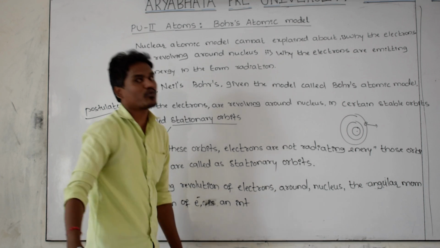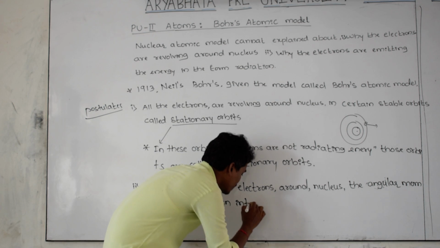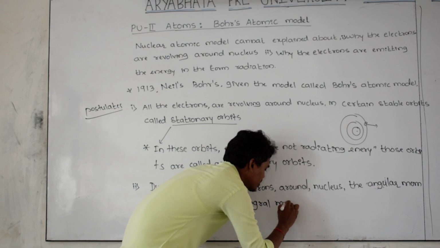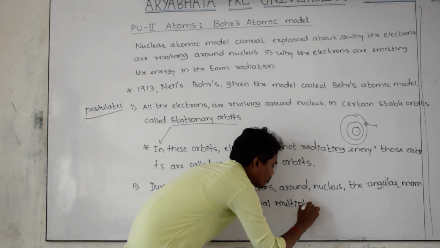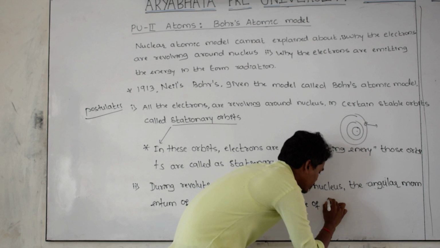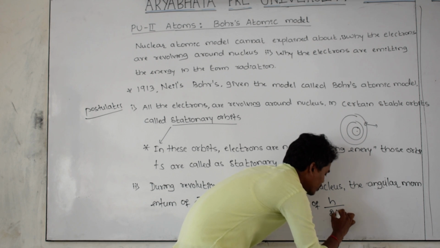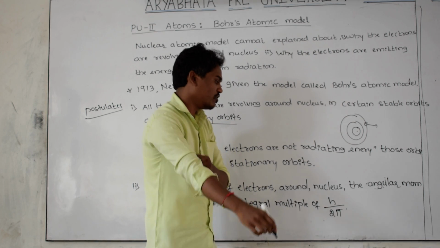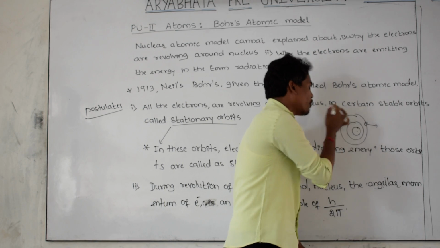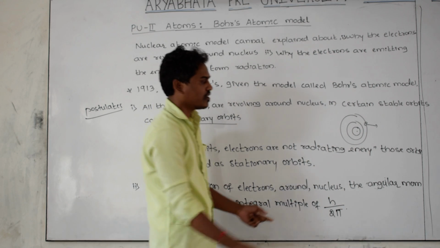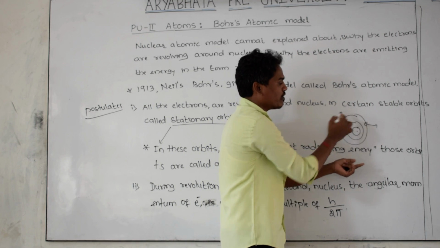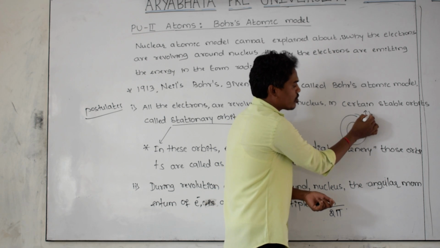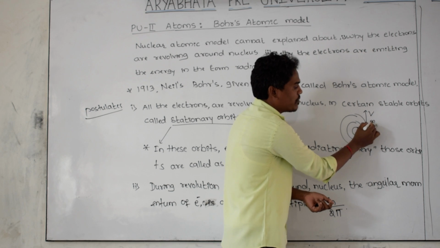The angular momentum of the electron is an integral multiple of h by 2 pi. Integral means it is an integer, just a number. Here h is Planck's constant and 2 pi is a constant value. Whenever the electron is revolving around the nucleus, what is the path of the electron? This is circular. And this is the velocity of the electron, and I am taking m as the mass of the electron.